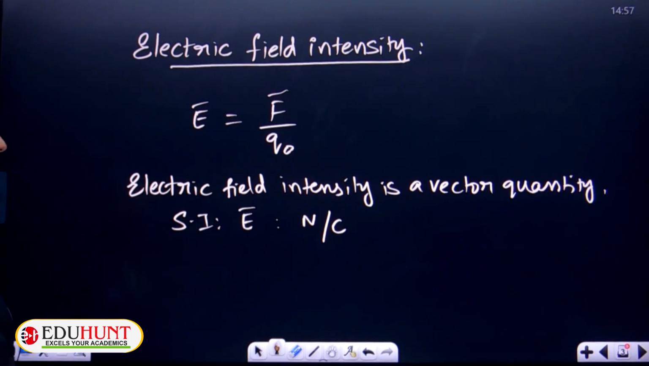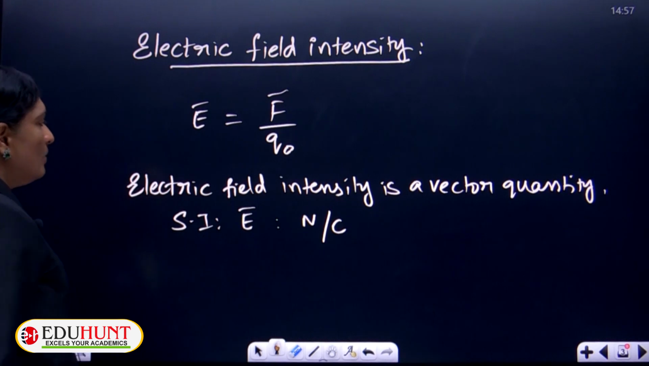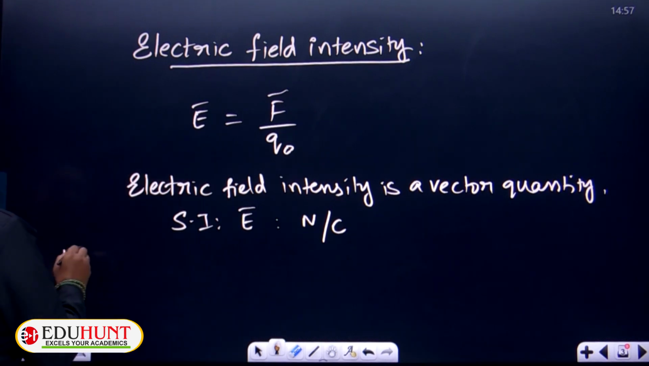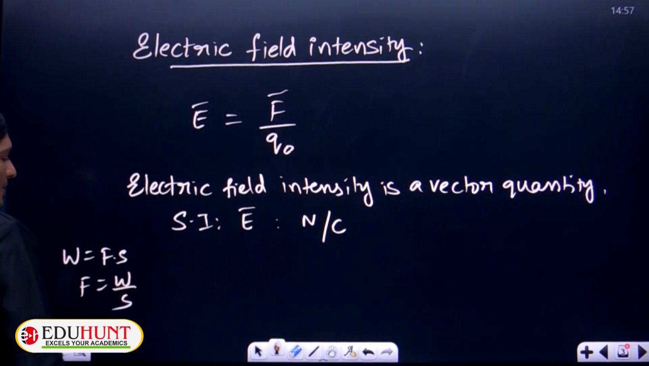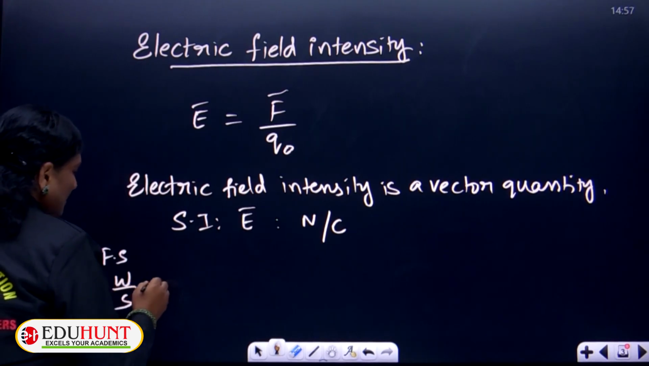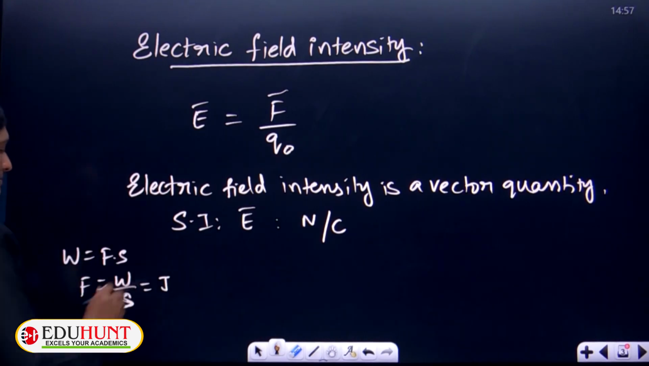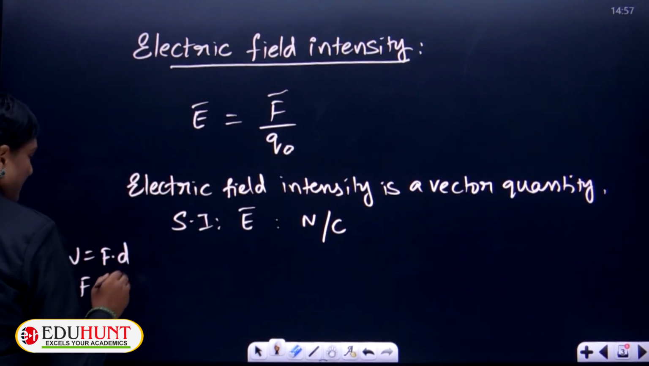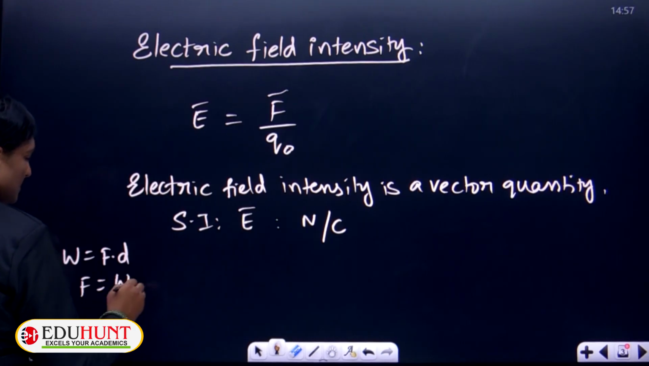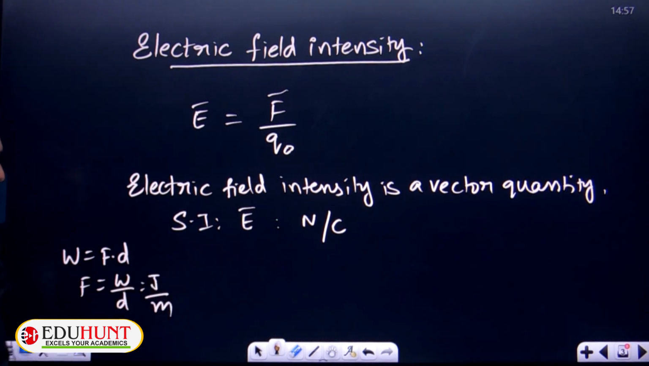Not only this, children, there are other units also in the SI system, not only Newton per Coulomb. We know that work done is defined as force into displacement, or force can be written as work done per displacement. Work done is measured in joules and displacement is measured in meters.